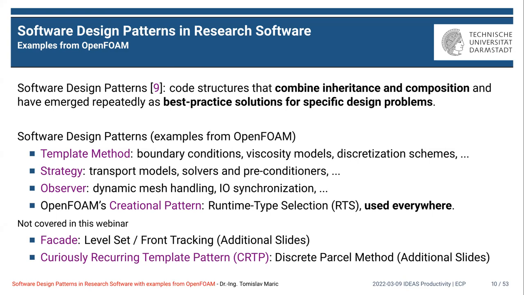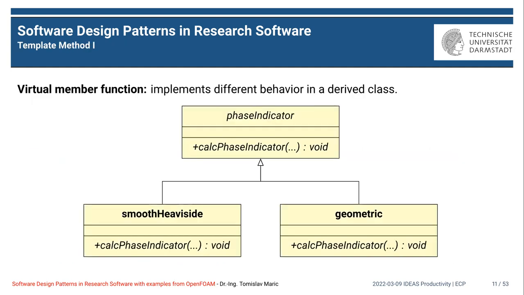So this is going to be the template method that's used in boundary conditions, viscosity models, and the discretization schemes, then strategy. It's a super important one, used in transport models, solvers and preconditioners, and many other examples. And observer, a really widely used software design pattern that we are going to look at here, in dynamic mesh handling and input-output synchronization. And the final one, but probably the most important one, is OpenFOAM's creational pattern, or creational patterns in general. Creational patterns are responsible for solving the question, how do I create objects, right? OpenFOAM has its own called runtime type selection, and it's used for everything. But I put it at the end, you will see why. Okay, so let's look at the template method.